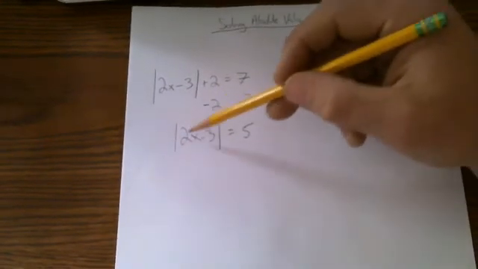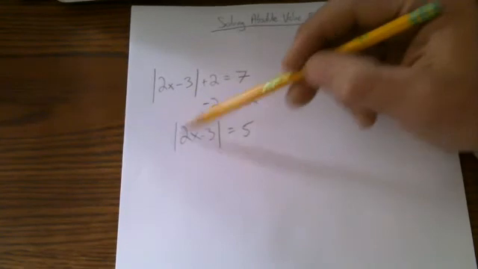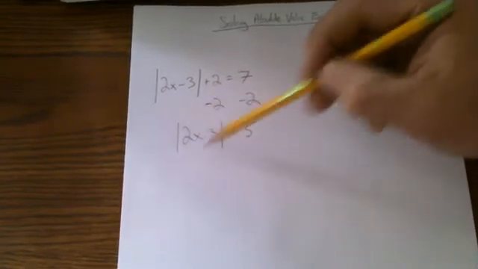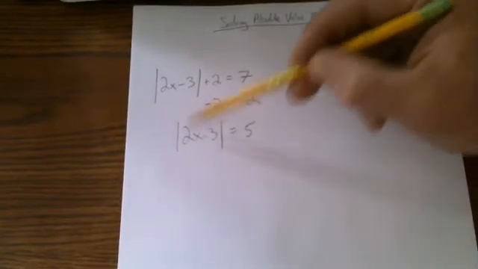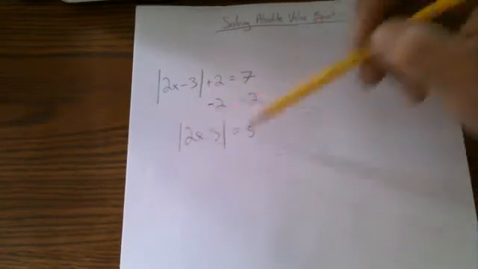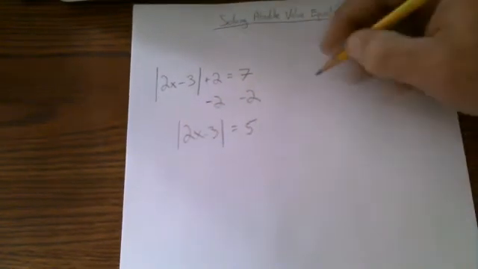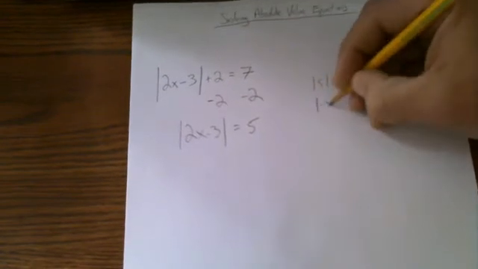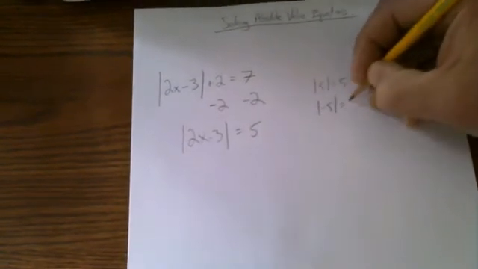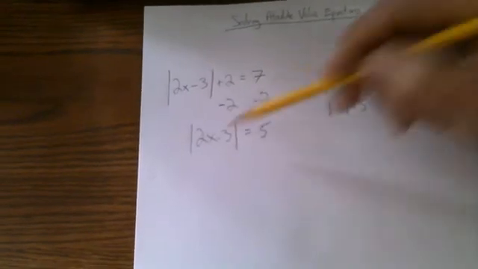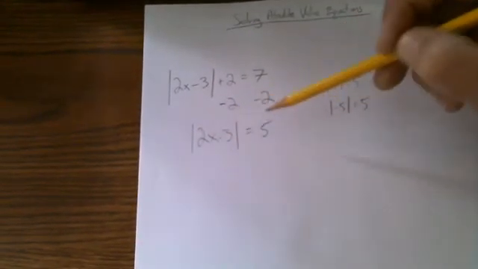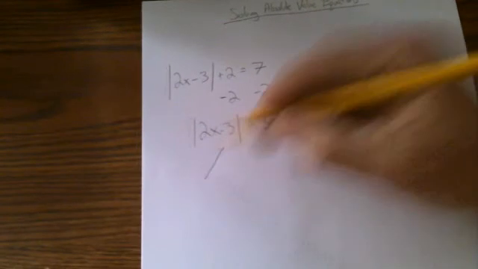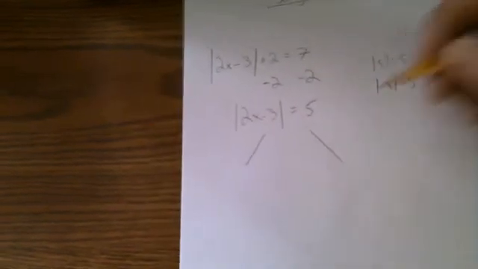The absolute value is the distance from 0. So that's saying after we evaluate this term, we take the absolute value of it, and it's 5. Well, the absolute value of 5 is 5, and the absolute value of negative 5 is also 5. So what this is saying is that the inside of this is either 5 or negative 5. So that's exactly what we're going to do. We're going to break it up and solve two different equations.